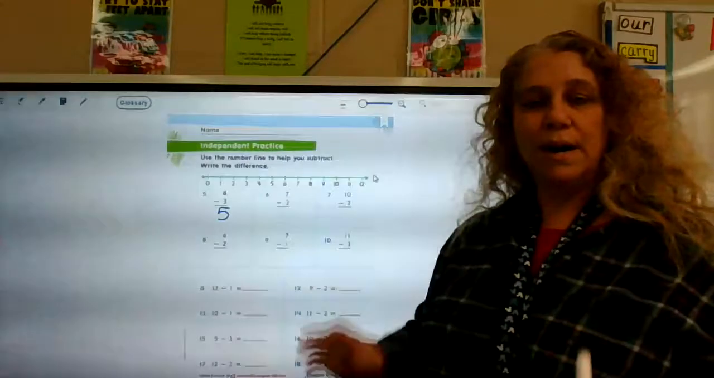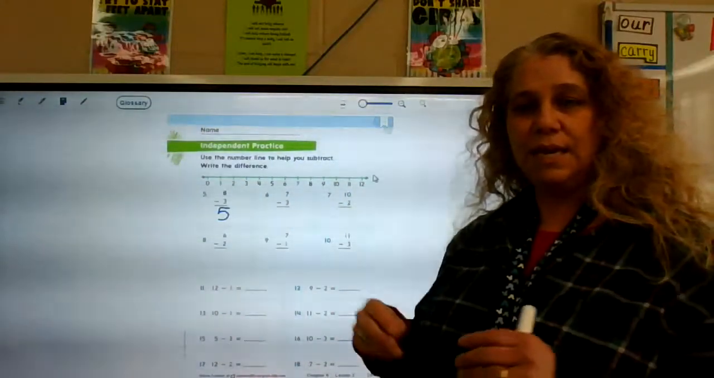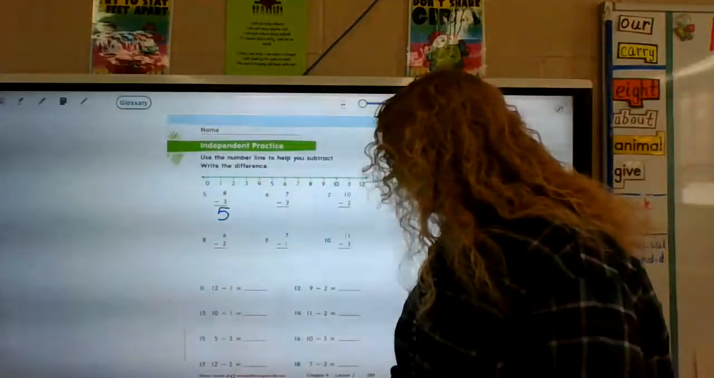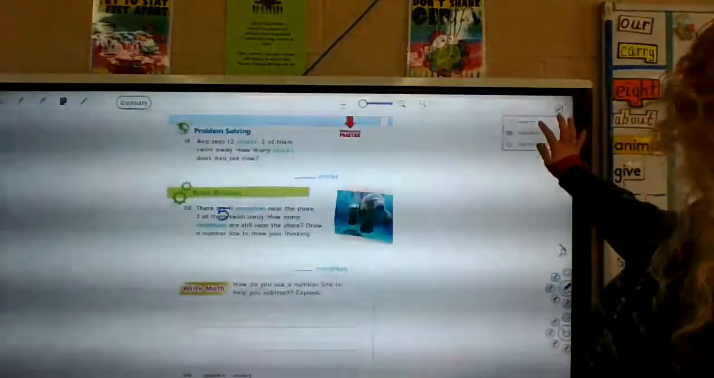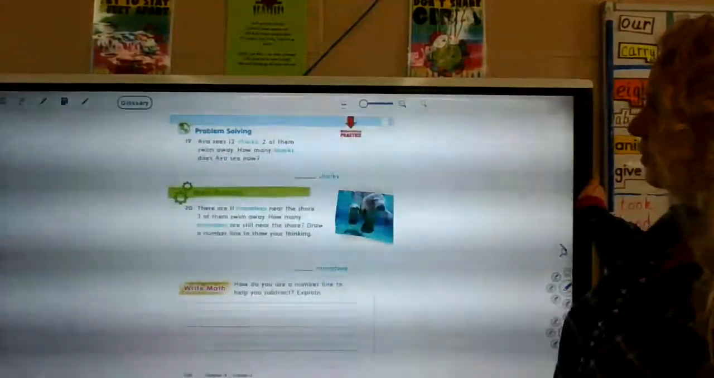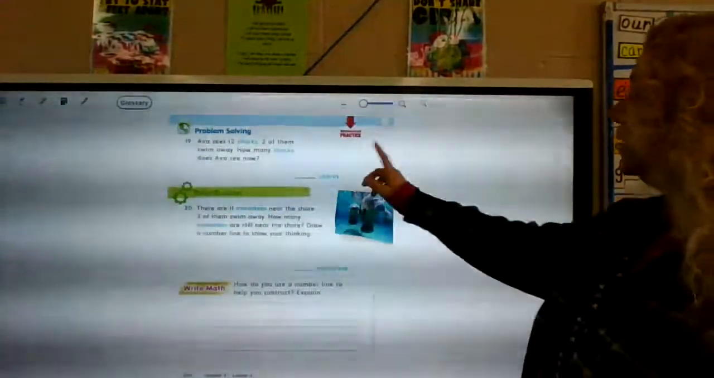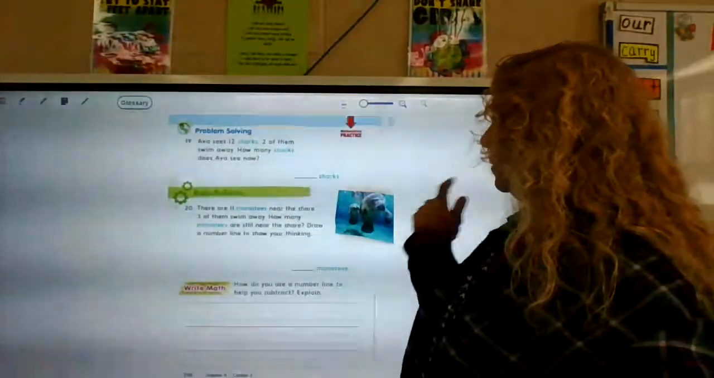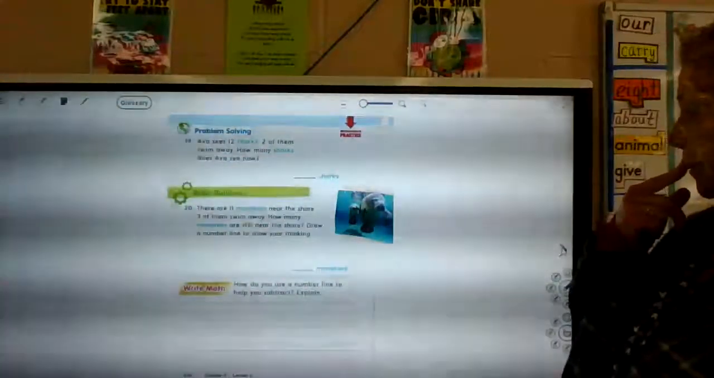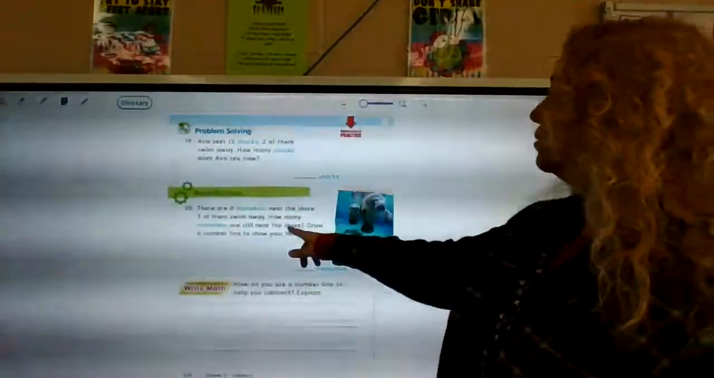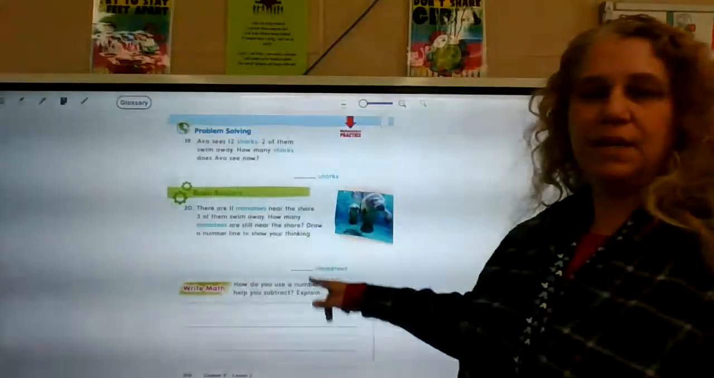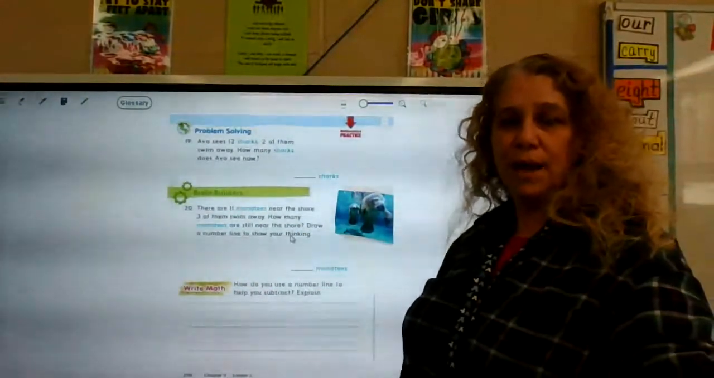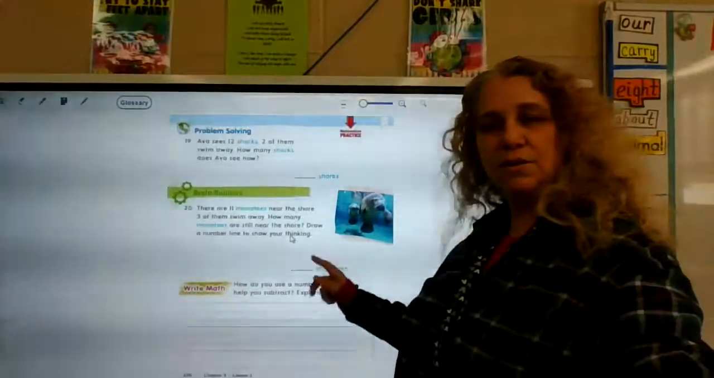Subtract. Remember, we're not adding anymore. We're taking away. Okay, so subtract on this page. And then on the back, you need to read these and answer them. And for this one, it says draw a number line to show your thinking. So you need to draw a number line and show us how you did it.